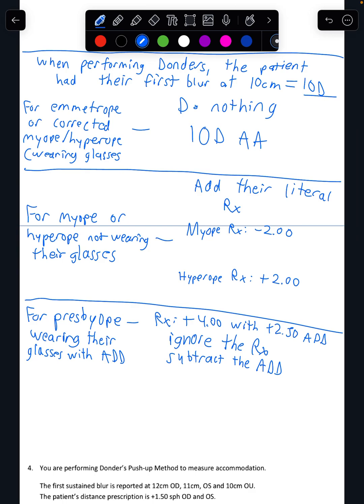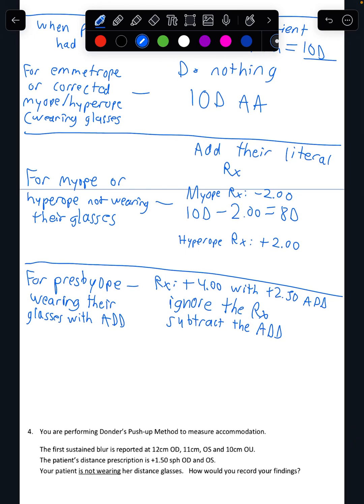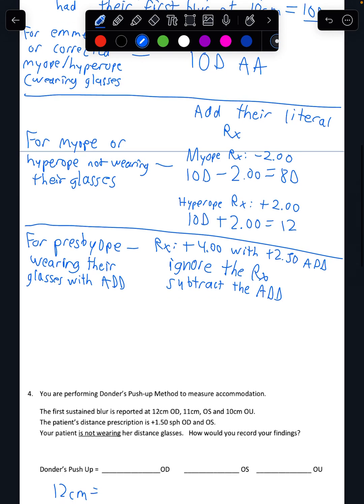So we're still working with 10 diopters, and for this patient, they have a minus 2 prescription. So we're just going to add minus 2, which means we're subtracting 2, which means this patient has an accommodative amplitude of 8 diopters. For the hyperope that has a plus 2 prescription, again, we're going to just add exactly what their prescription is. So we're going to add plus 2, and we're going to end up with 12 diopters as their accommodative amplitude.